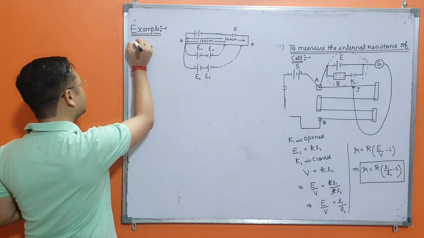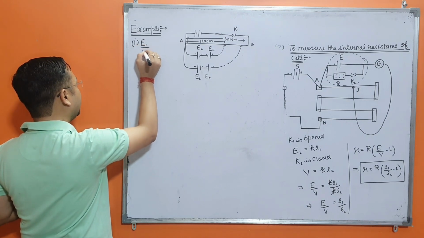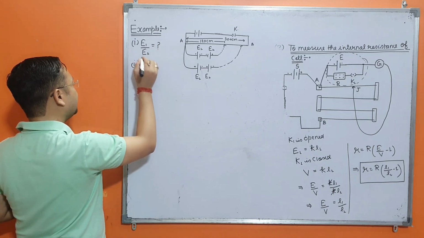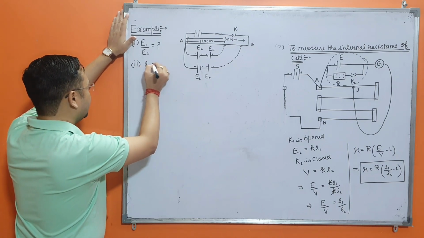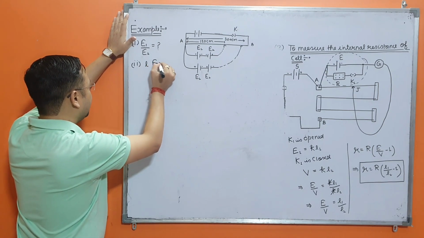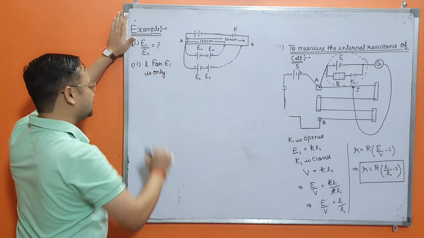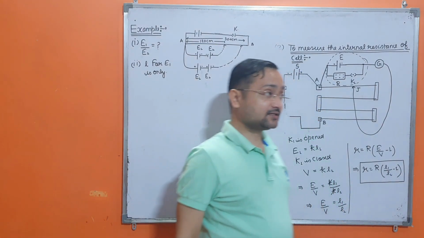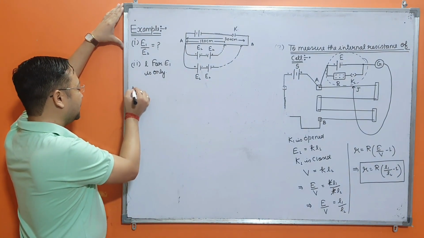The first part of this question is to find the ratio of E1 upon E2, and second, find the balancing length for the cell E1 only, that is L for E1 only. If only cell E1 of EMF E1 is connected in the circuit, what will be its balancing length, means at which point you are getting the null point from the zero end for the cell having the EMF E1 only. So now we come to the first part, beta.